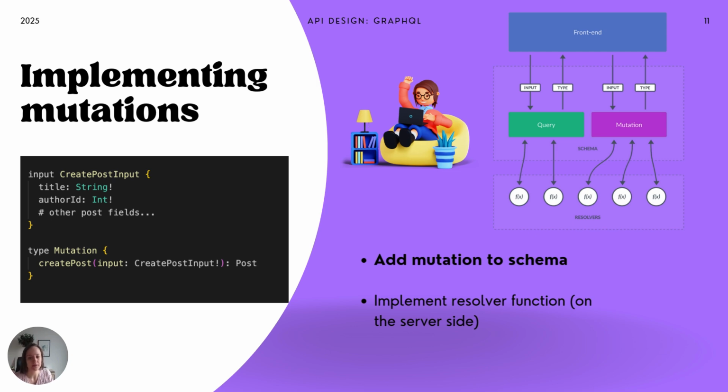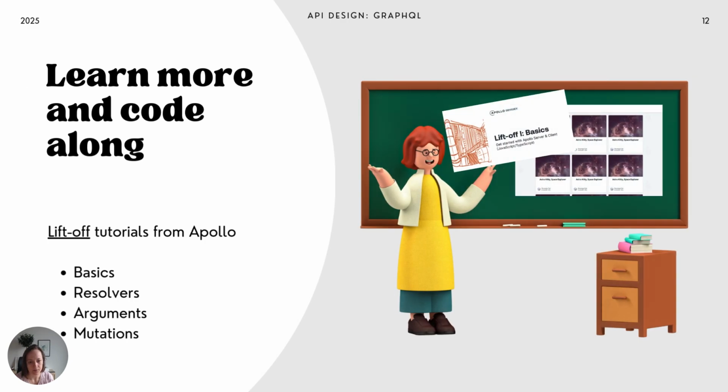Whatever our front end needs. And then after you added a mutation to the schema, you need to implement the resolver function. So what happens? What is the resolver function? This is the code in your backend that will be mapped to this mutation specification in your schema. This is how it can look like.